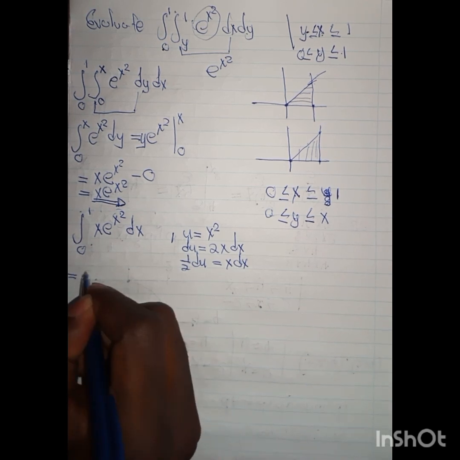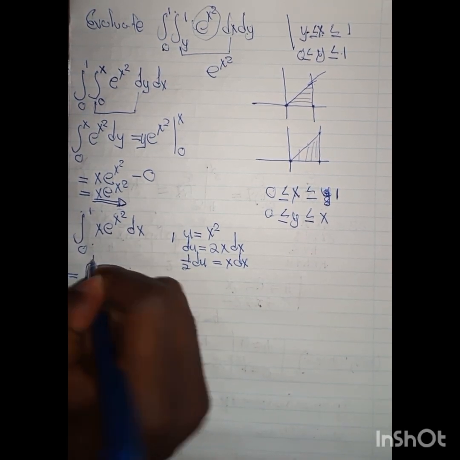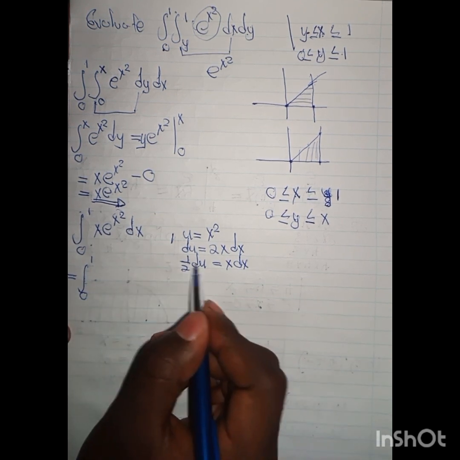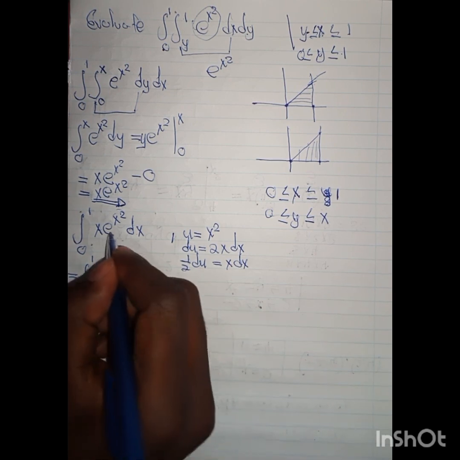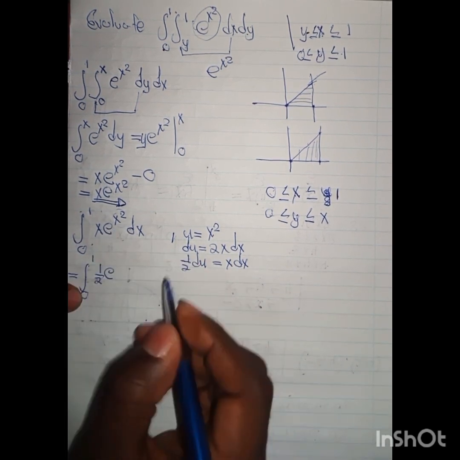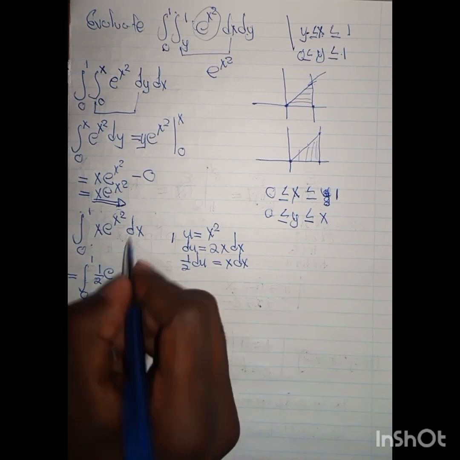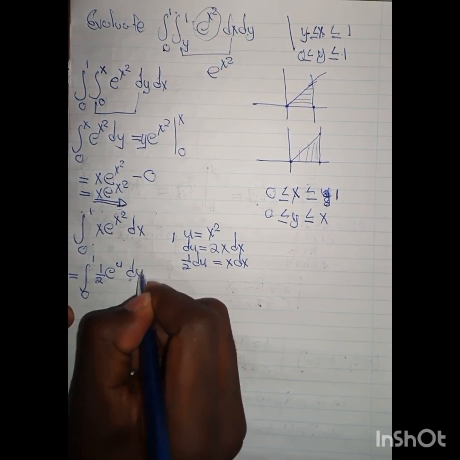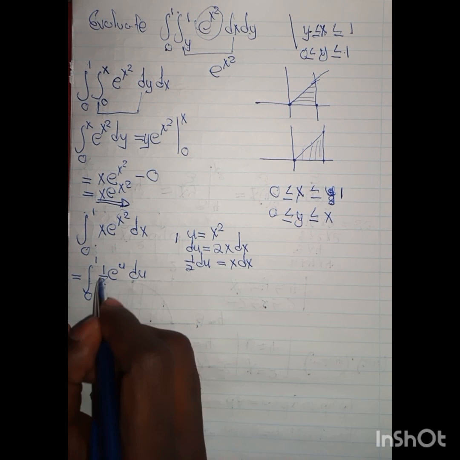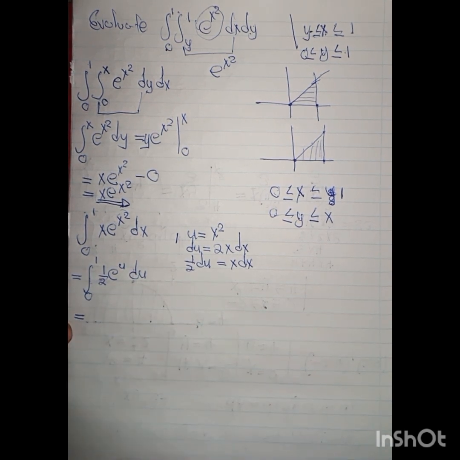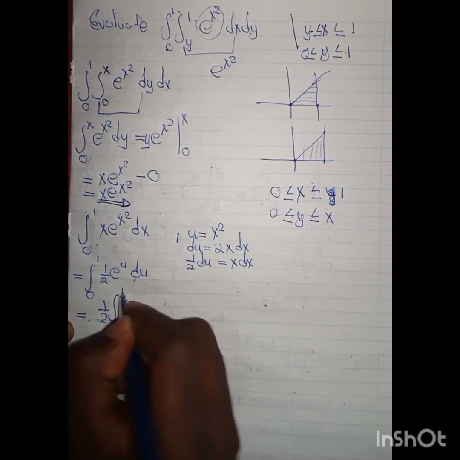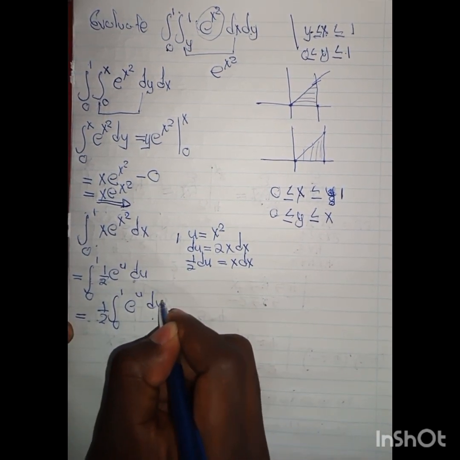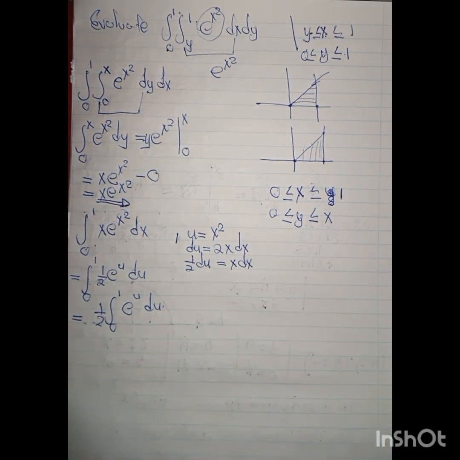So 0 to 1, instead of x dx, I will have half du. This is half. Then where there is e, I will have e. I have said that u is equal to x squared, so I will have e to the u du like this. And then we can take the half, or the constant, outside to be the coefficient of the integral. Then we'll get 0 to 1 e to the u du like this. And from the way we see it now, our problem is simple to integrate.